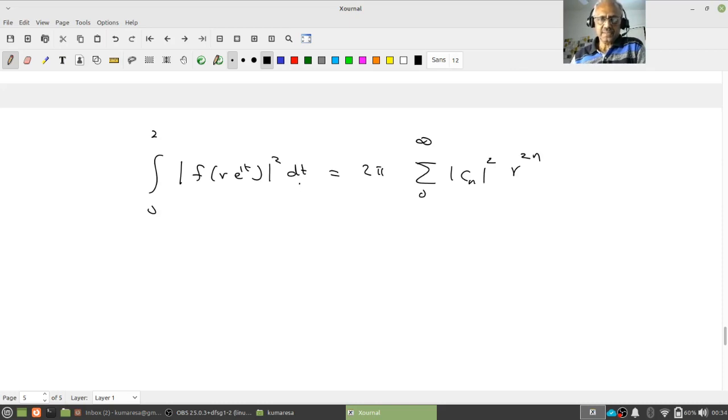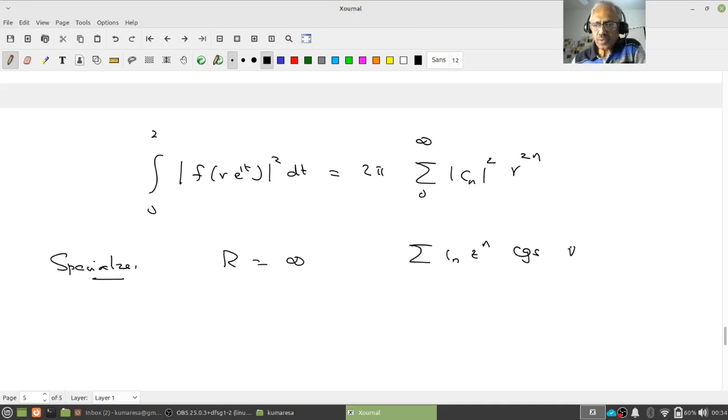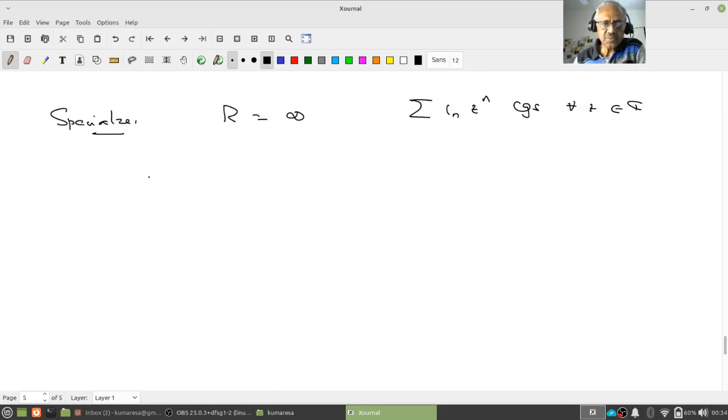Okay, right. Now let us specialize this. Suppose my capital R is infinity. What does it mean? That means the sum of Cn z to the power n converges for all z in the complex numbers. Let's further assume my function f is bounded on C. That means for all z in C, modulus f of z is less than or equal to M.